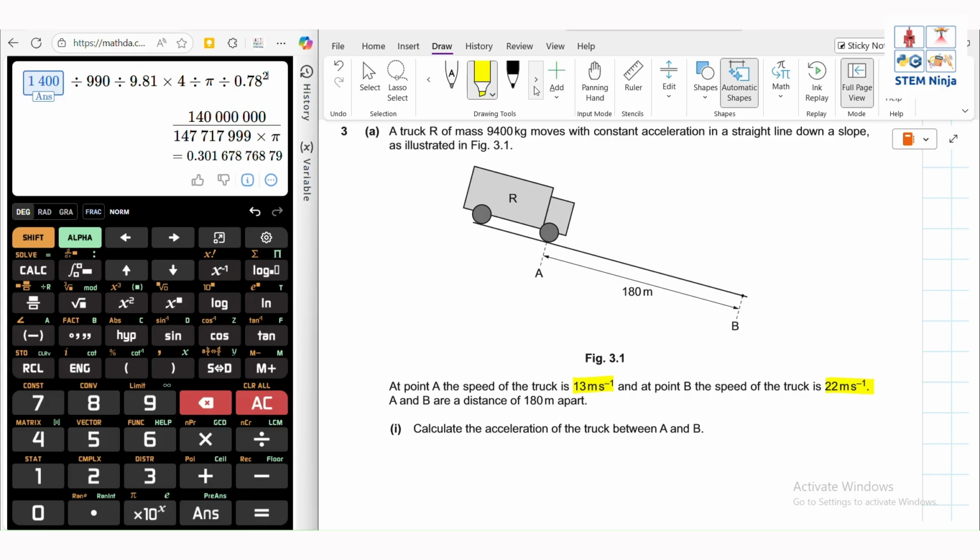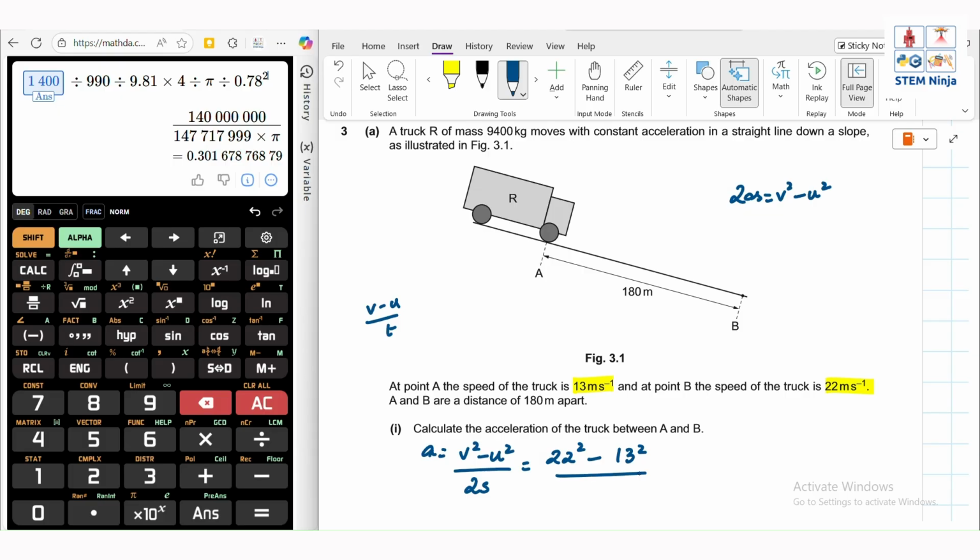Okay, so we just have to use kinematics here. Remember, we do not have the time, so we can't use v minus u over t. What we can use is v squared equals u squared plus 2as. So acceleration would be v squared minus u squared over 2s. So v is 22, u is 13, and 2 times 180.